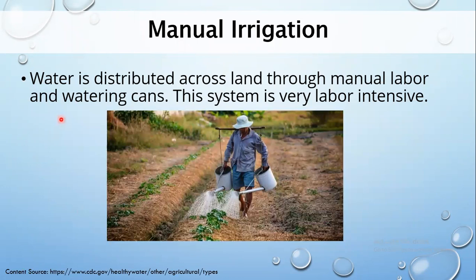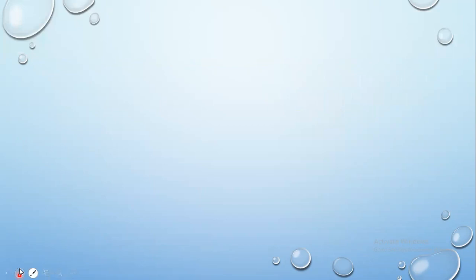Then, the manual irrigation. Lalo na sa mga nag-garden, no? Yung mga garden ka lang, 100 square meter, tapos magagamit ka pa ng drip irrigation, okay, magagamit ka ng central pivot, lateral move, okay, or mag-surface irrigation ka. So, this is the type of irrigation that is used on gardens. Yeah. So, water is distributed across the land through manual labor and watering cans. So, this is very labor-intensive. Oo naman, nakakapagod, no? So, yun.